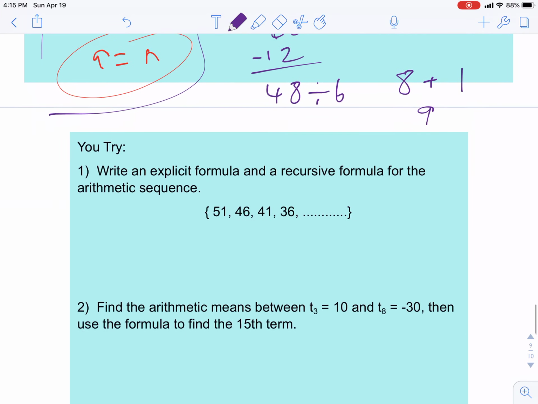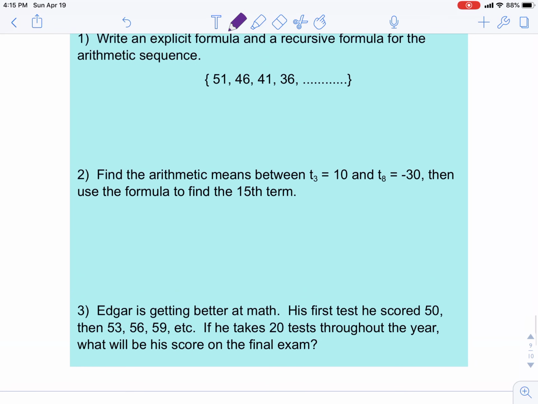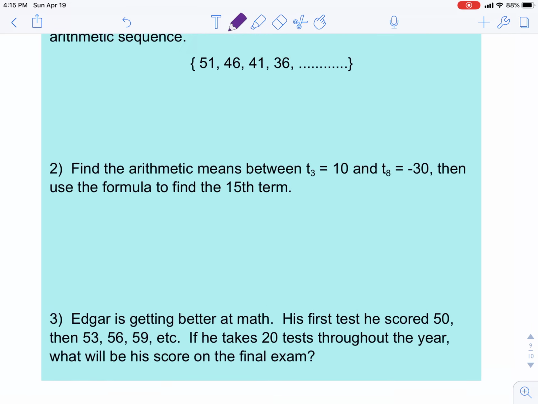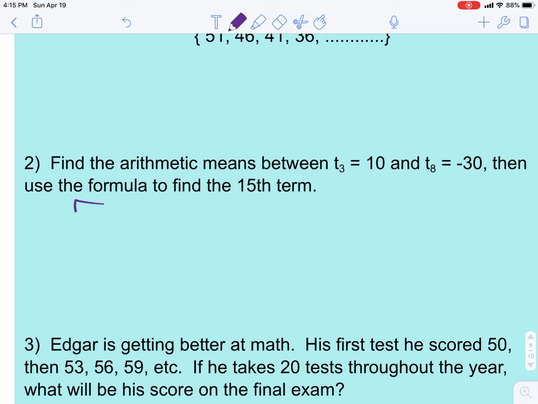Okay? Go ahead, try 1, 2, and 3. Don't worry about number 2, the second part right here. Try it, but don't freak out about it. Think about the arithmetic means part the way we did it, just using the 10 and the negative 30. And then I'll show you exactly what we're going to do for our math. So go ahead, pause the video.